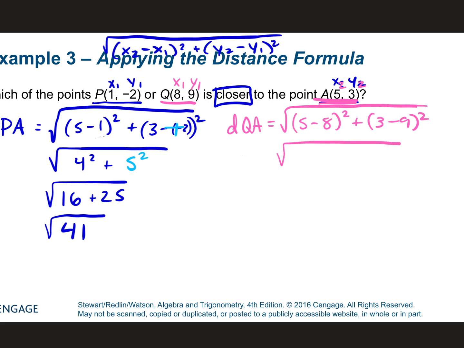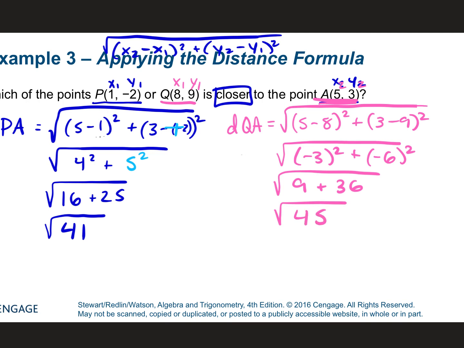Juan, what's 5 minus 8? Negative 3 squared, plus, Juan, what's 3 minus 9? Negative 6 squared. What's 3 squared? 9. And 6 squared? 36. And 9 plus 36? 45. So with these two distances, which one is closer? P or Q? What's closer to point A? Which one? Why P? Because it's a smaller number. It's a shorter distance, so it's going to be closer. So P is closer.